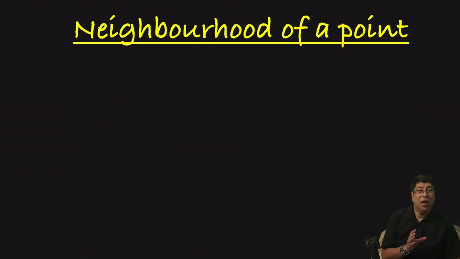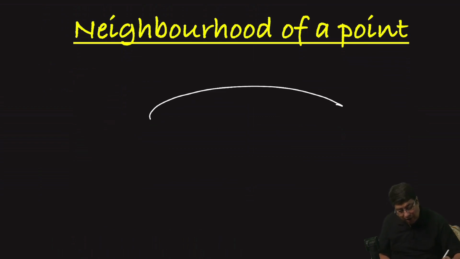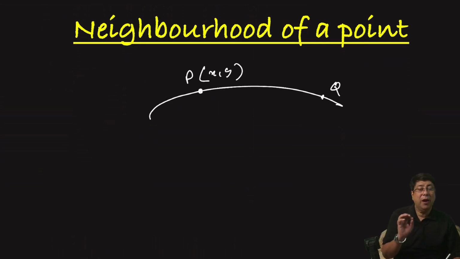I have seen a lot of students ask the question: does it exist? What is the neighborhood of a point? So let's understand. Suppose there is a curve. This is a curve, and for this curve there is a point P. Suppose this point is (x, y), and there is a point Q which is the neighborhood of P.